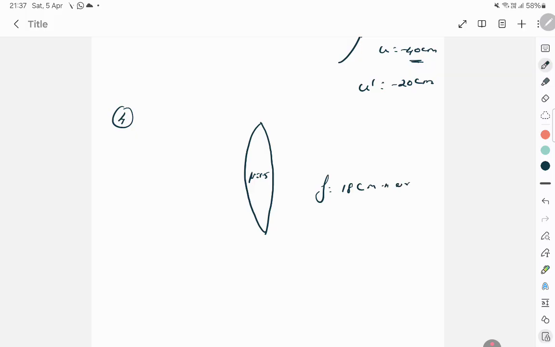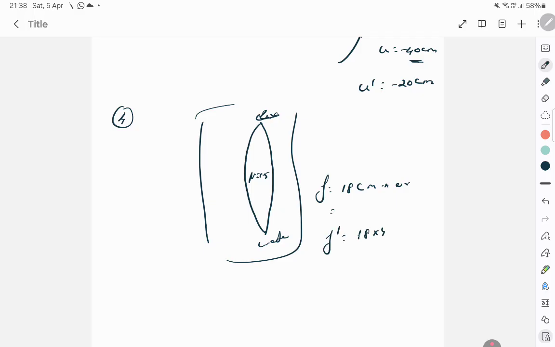Calculate the change in the focal length when it's immersed in water. Okay, you know that when it is in air, the refractive index is so much. When you dip it in water, the focal length will be 4 times this. I taught you this in class. F dash is equal to 18 into 4. 8 4s are 32, 4 1s are 4, 72.